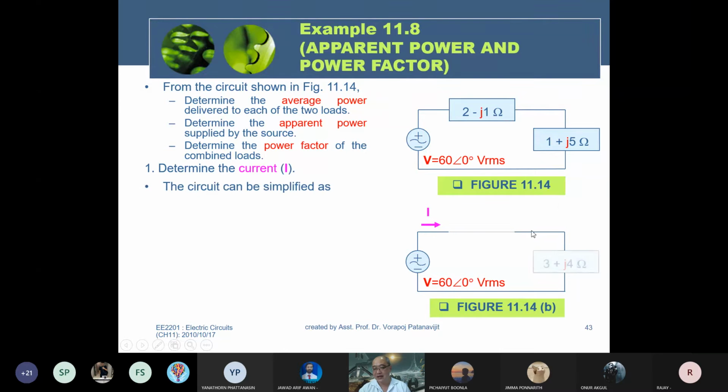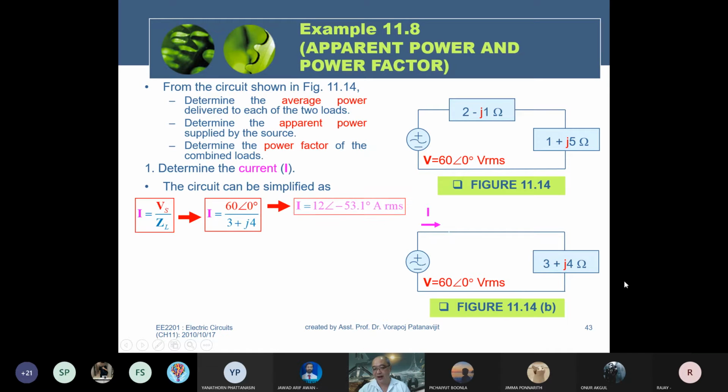From the circuit analysis, you can simplify the two impedances to be a single impedance, and you can determine the current by using Ohm's law. V equals IR, so I equals V divided by R, or divided by Z. Sixty at 0 degrees divided by 3 plus 4j equals 12 at minus 53 degrees, or 7.2 minus j9.6 amps RMS. This is the current.